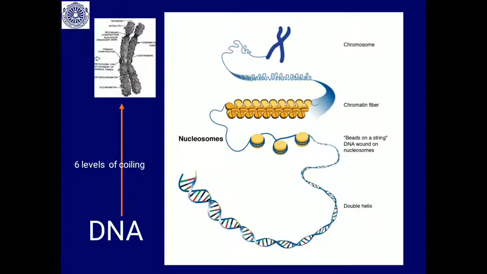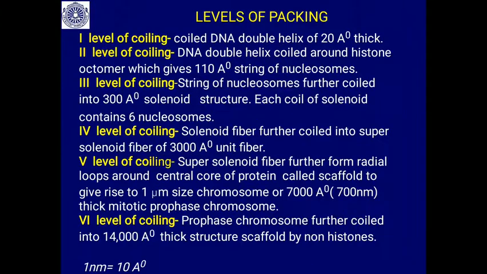So from the DNA up to the metaphasic chromosomes, you will find 6 levels of coiling. DNA itself is a coiled structure, first level. Then it is coiled around the histone octamer to give rise to the nucleosome string, the second level, and it is further coiled to give the solenoid fiber, third level. The solenoid fiber is further coiled during prophase, 2 levels of coiling, to give rise to the metaphase chromosome.